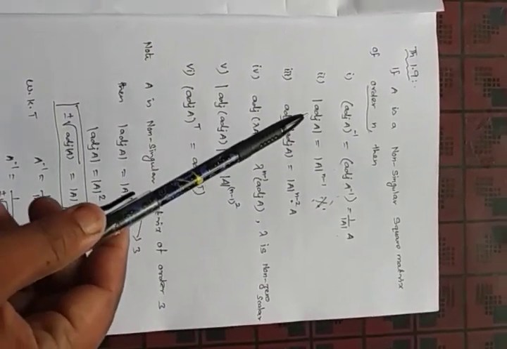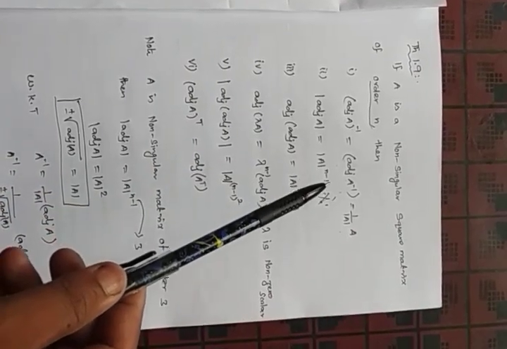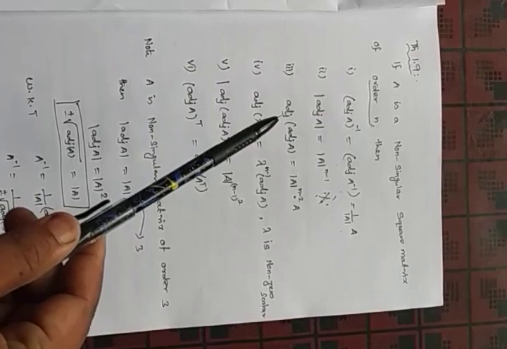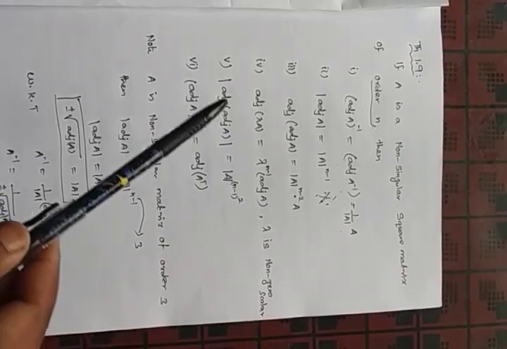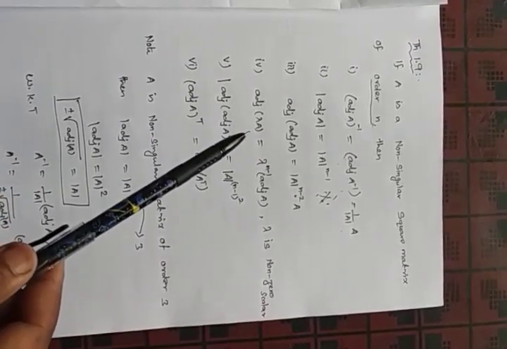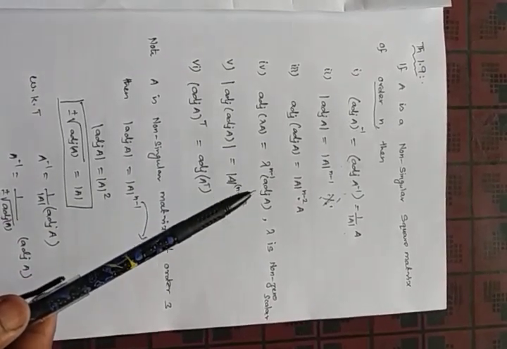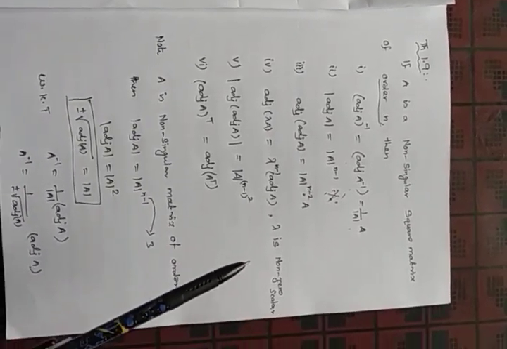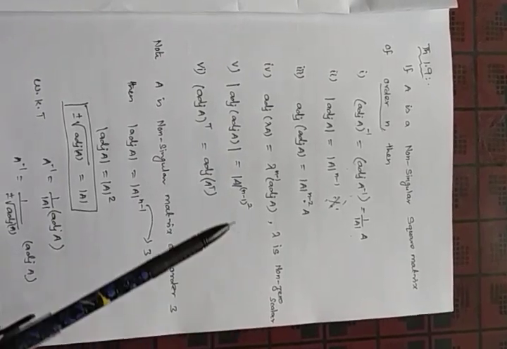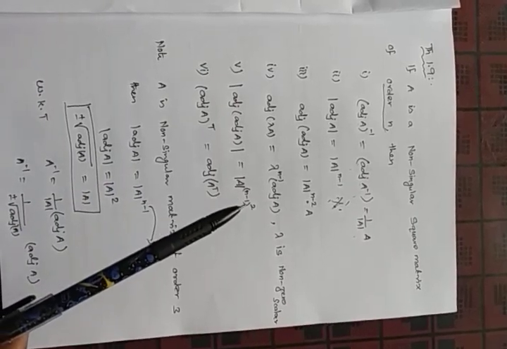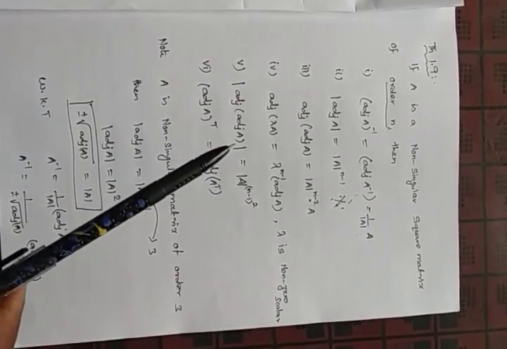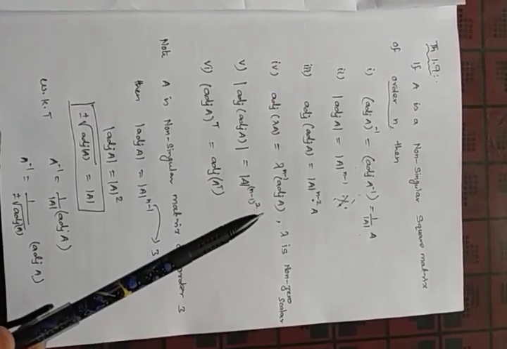Here we have determinant of adjoint A, which we can write as determinant of A to the n minus 1. The third result, adjoint of adjoint A, we can write as determinant A power n minus 2 into A. Then the fourth result, adjoint of lambda A, we can write as lambda power n minus 1 into adjoint A, where lambda is a non-zero scalar. Non-zero scalar, it's a number, that number should not be 0; except 0, any number can be there. Then the fifth one: determinant of adjoint of adjoint A, which is nothing but determinant A to the power (n minus 1) whole square.